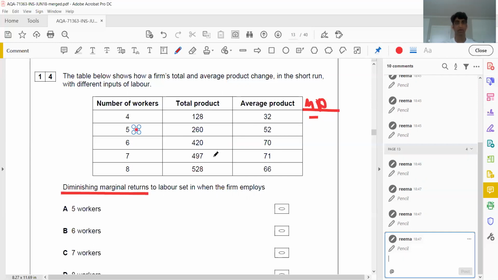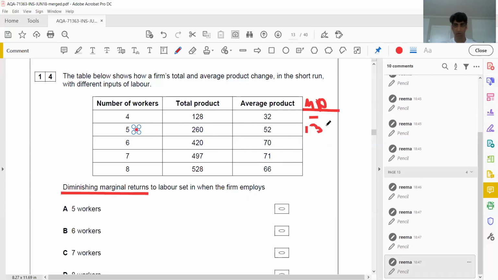Now let's look at the fifth worker. When we introduce that fifth worker, we now produce 260 units. So how much more output are we producing? Well, that's 260 minus 128. So that's 132. So our marginal product is 132 for the fifth worker. Let's go on to the next part. The sixth worker now produces 420 units of output. So 420 minus 260, that's 160. So as a result, the marginal product is 160.